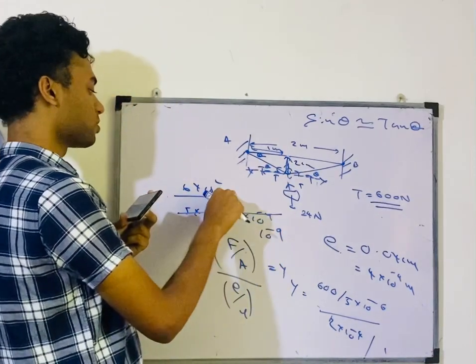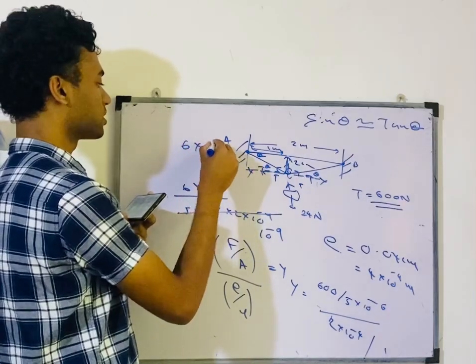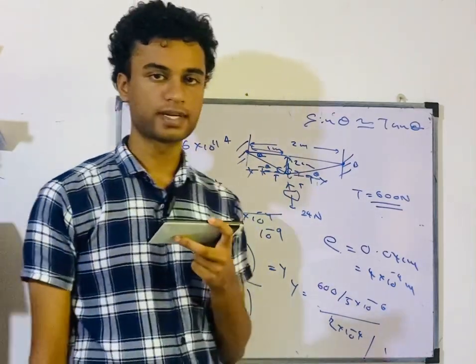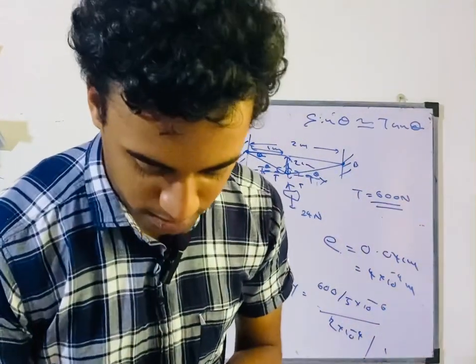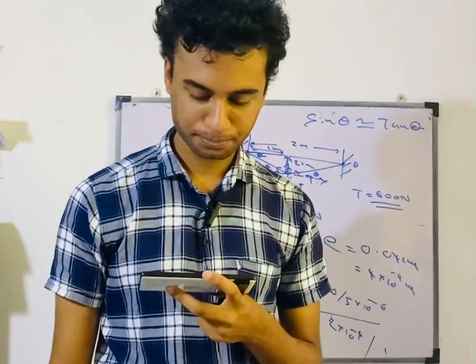Then 10 to the minus 9 goes up, it becomes 6 times 10 to the power 11. That's the answer. The fourth one is the answer, right? Hope you can understand that. Okay.